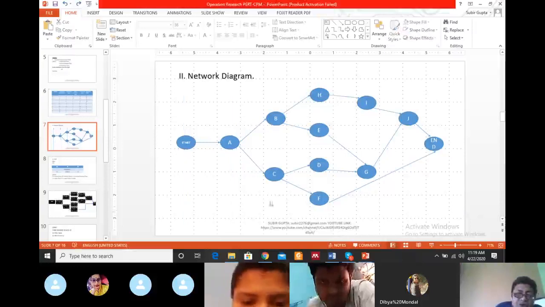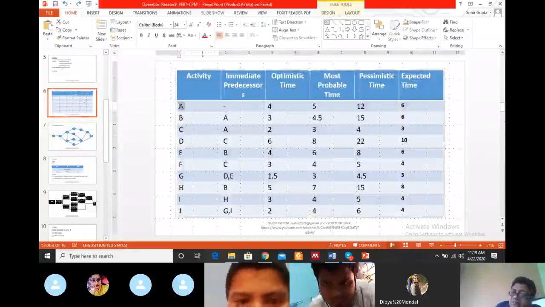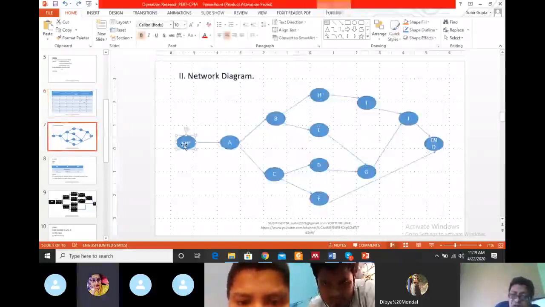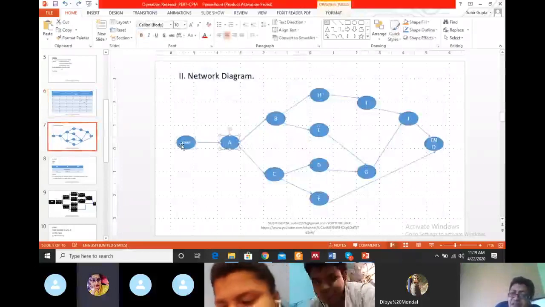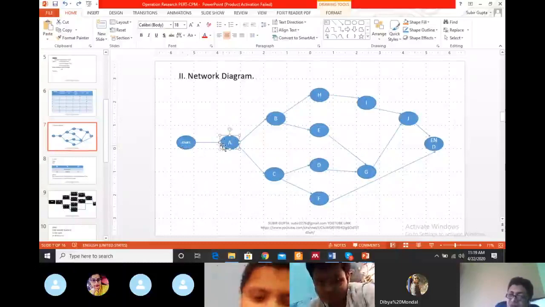Now from the table, the first activity is A. So we start our project with the first activity A. We write down A as the activity and it is the first node. Is there any doubt? We make an arrow from start to A because A is the first activity for our problem. Is it okay?